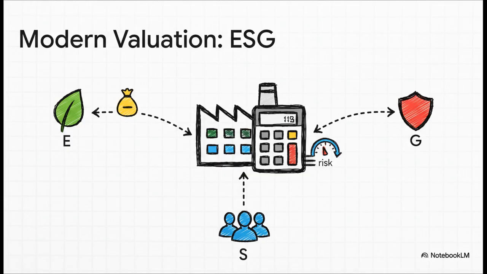They might quantitatively model the cost of a future carbon tax into their cash flows, or they might increase the discount rate on a company with poor governance to account for that added uncertainty. It's a whole new layer of analysis on top of the traditional tools.